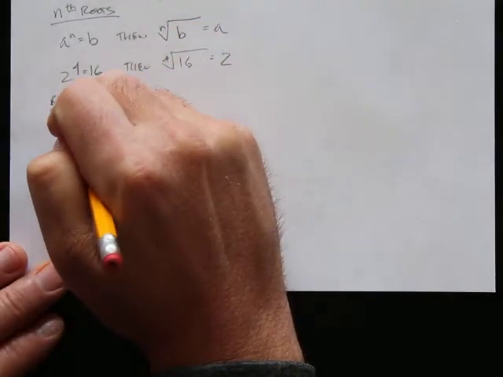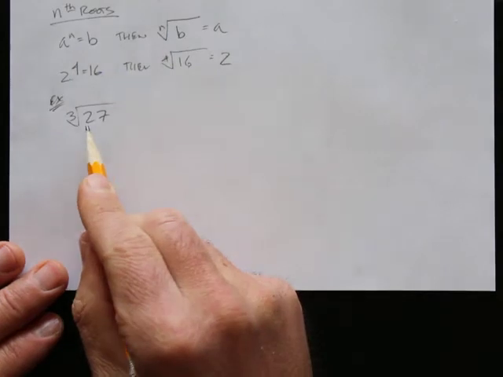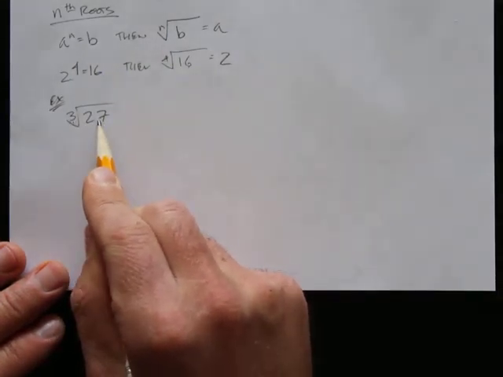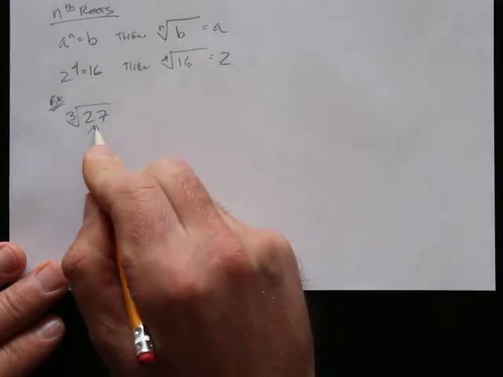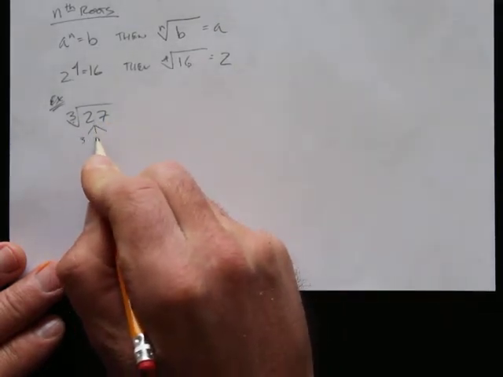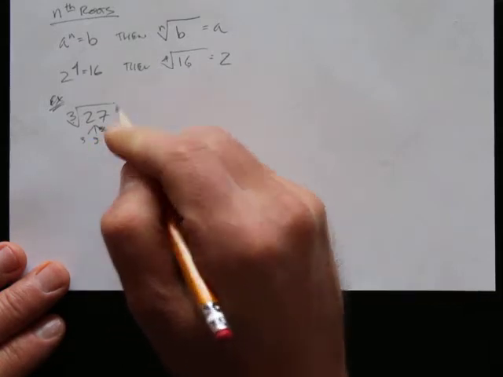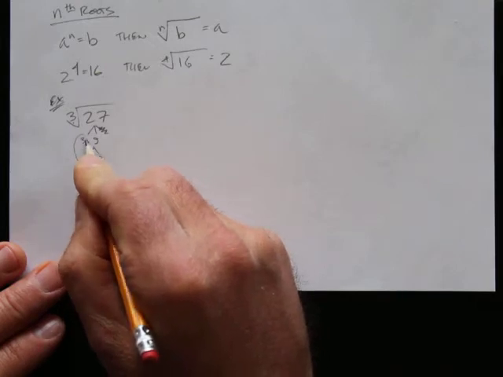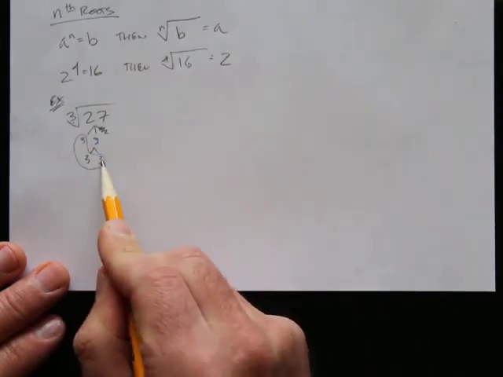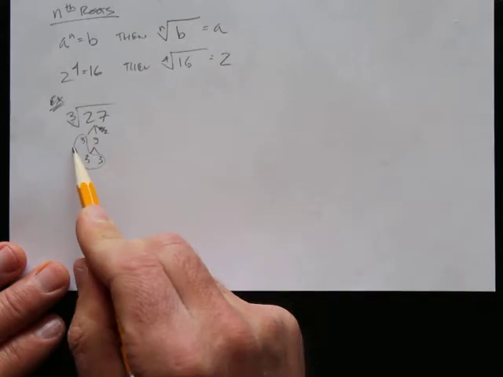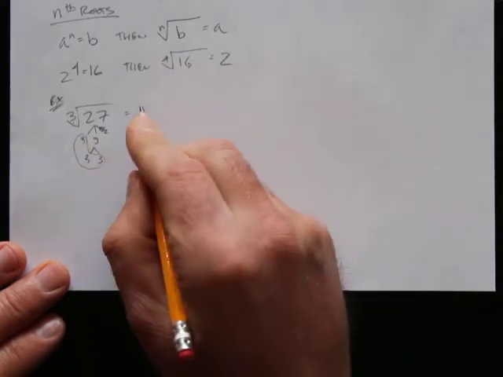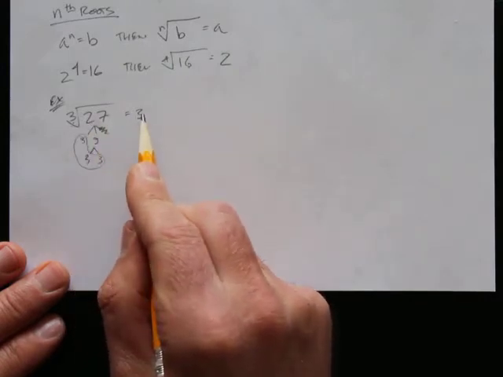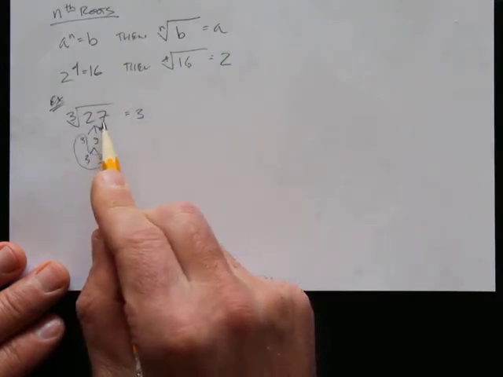The 3rd root of 27. So what times itself 3 times is 27? Let's see if we can work this out. So 27 is 3 times 9, and 9 is 3 times 3. So look, I have 3 3's here: 1, 2, 3, and I have the 3rd root, so that means if I have 3 of them, then the cube root of 27 is 3. 3 times 3 times 3 equals 27.